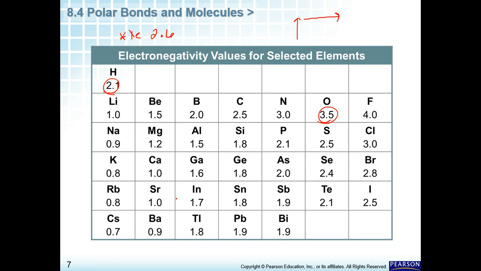Nitrogen, we're going to see, has a value of 3. Hydrogen is still 2.1. Fluorine is 4. Calcium, it's a metal, so it's going to have a low value. It's going to be 1. Aluminum is 1.5. And chlorine is going to be 3.